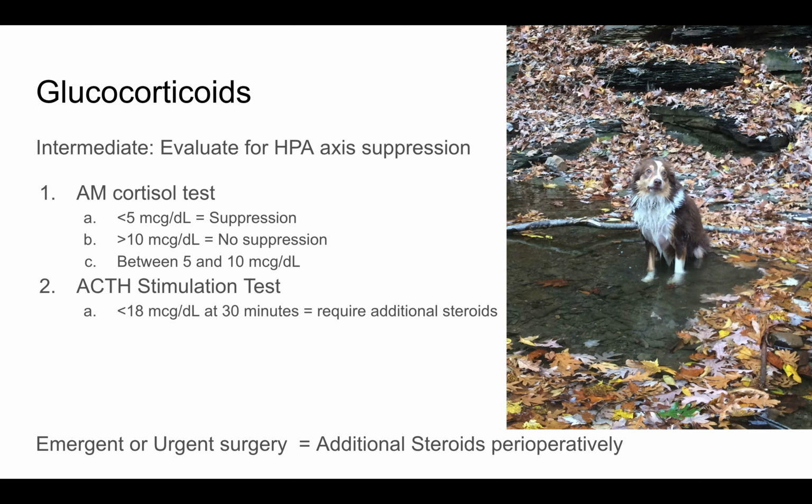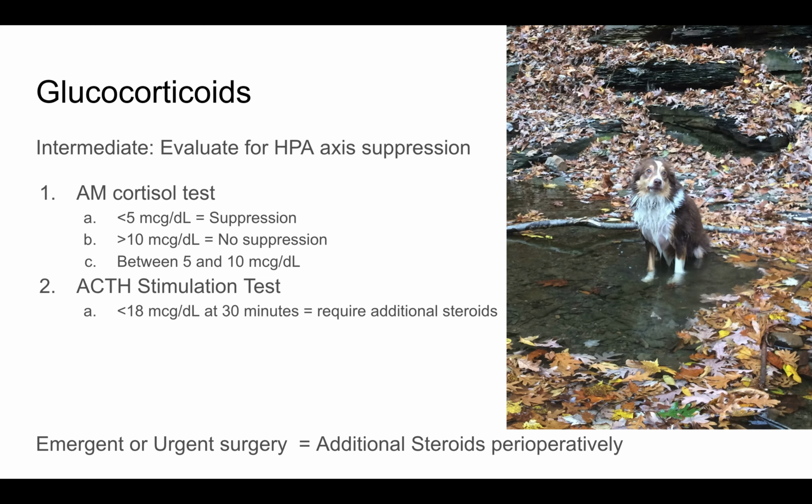The first thing you do is an AM cortisol test. If their AM cortisol is less than 5 micrograms per deciliter, they have HPA axis suppression, and they're going to require additional steroids perioperatively. If their morning cortisol is greater than 10, they have no HPA axis suppression, and they do not require additional steroids. And of course, there's another intermediate category. If they fall between 5 and 10, then they need to undergo an ACTH stim test. In doing that, the number is less than 18. If they're less than 18 at 30 minutes with the ACTH stim test, then they require additional steroids. Those are patients who have HPA axis suppression.